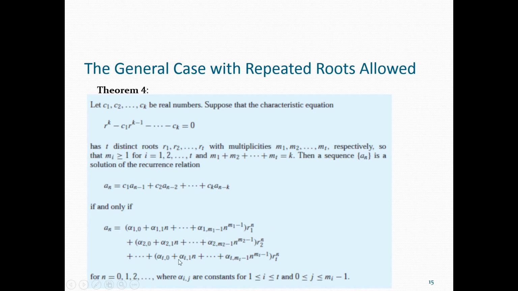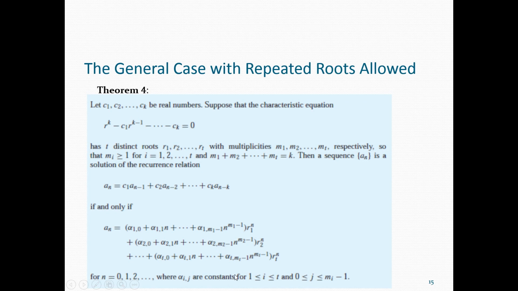And similarly, continuing this way, the root rt is of multiplicity mt, okay. So alpha_{t,0} plus alpha_{t,1} n plus, the next term will be alpha_{t,2} n^2 and so on up to alpha_{t,mt-1}.